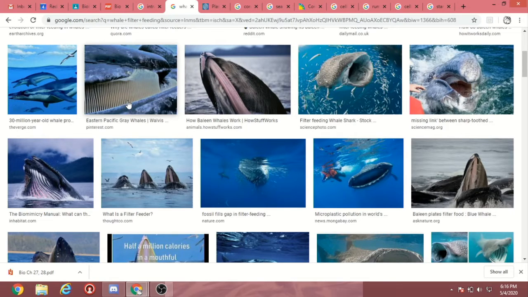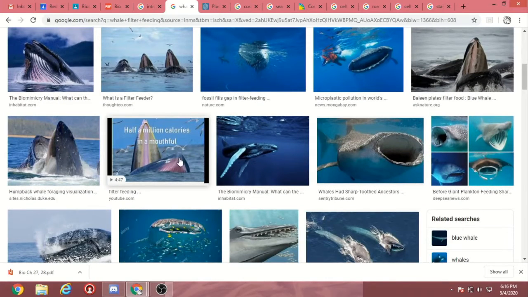Well, the opposite's true with the whale. If it wasn't able to hold stuff in, then it couldn't get the water out. You want this filter system to work well: water to leave and food to stay back inside. I love this picture here. It says 500,000 calories in a mouthful. 500,000 calories in one mouthful because their mouths are so big. There's so many organisms in that water.